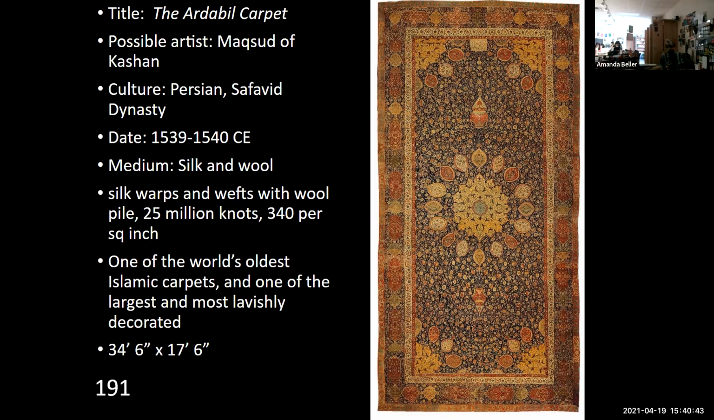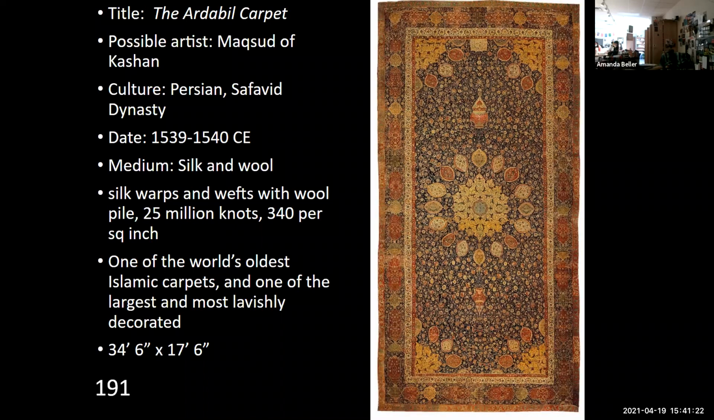So we've talked about warp and weft before when we looked at our Peruvian Incan Tokapu tunic. The warp is the silk. Think about that as your longitude. And then weft goes right and left. Weft is your latitude. So it's silk and wool, hand-tied knots. 25 million of them. That's a lot of work.